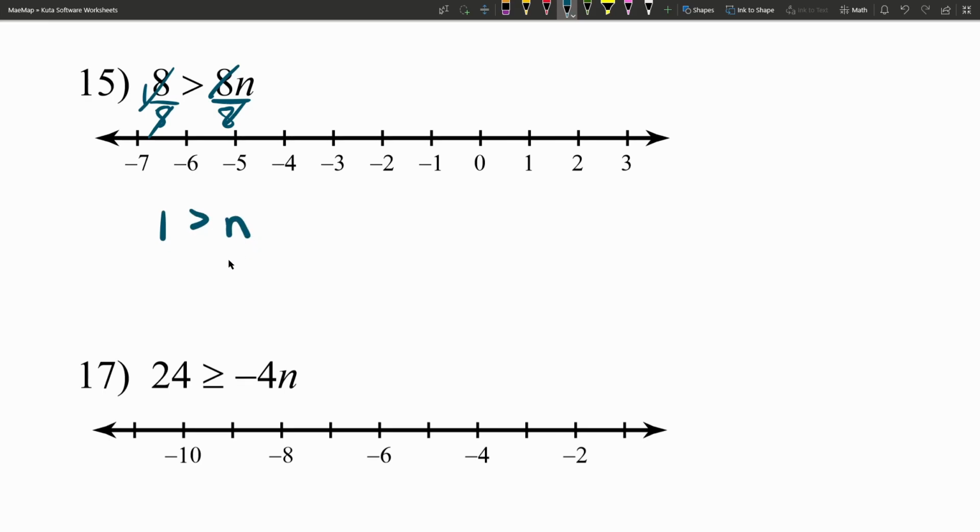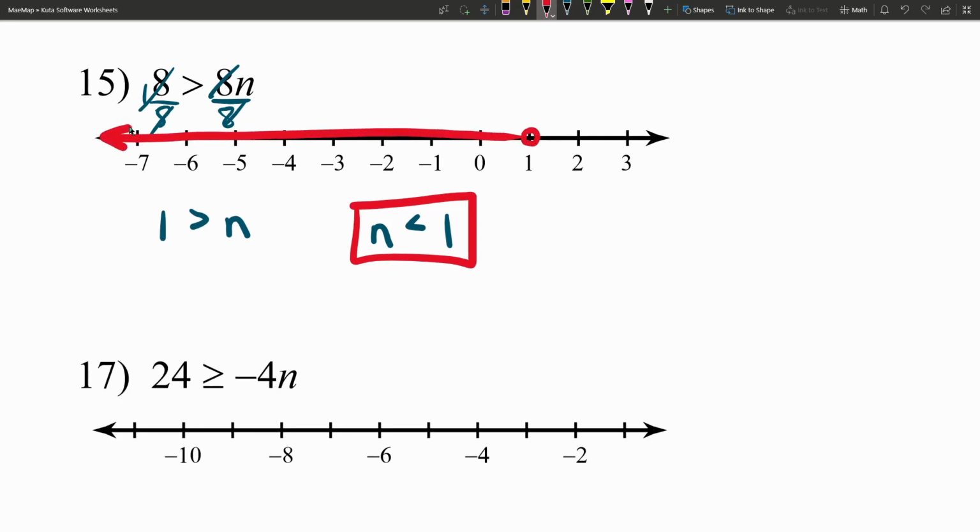Now, in order to read this with our variable on our left-hand side, let's go ahead and switch those sides. So as opposed to 1 is greater than n, I'm going to have n is less than 1. These mean the same exact thing. 1 is that larger value, so I'm going to need to shade to the left. So n is less than 1, locating 1 on our number line, circling it, and shading everything to the left.